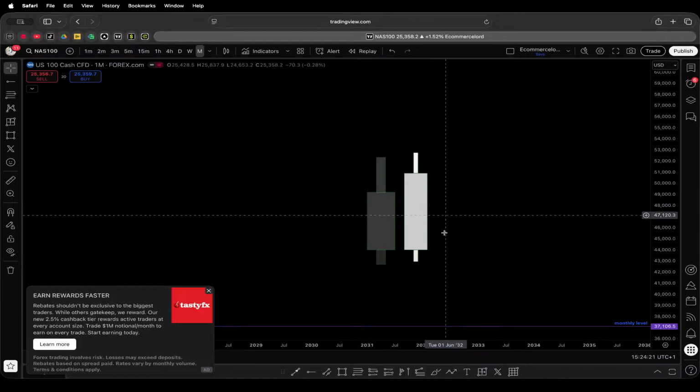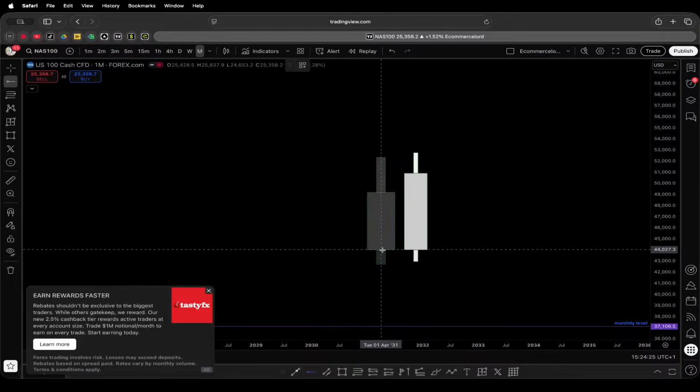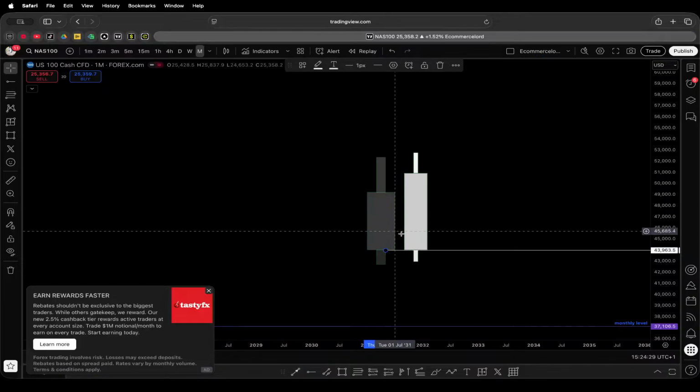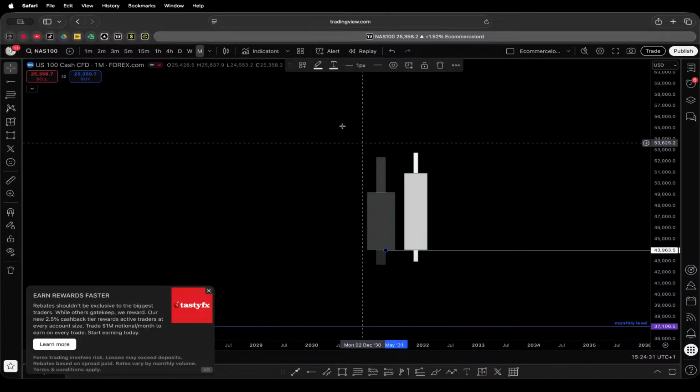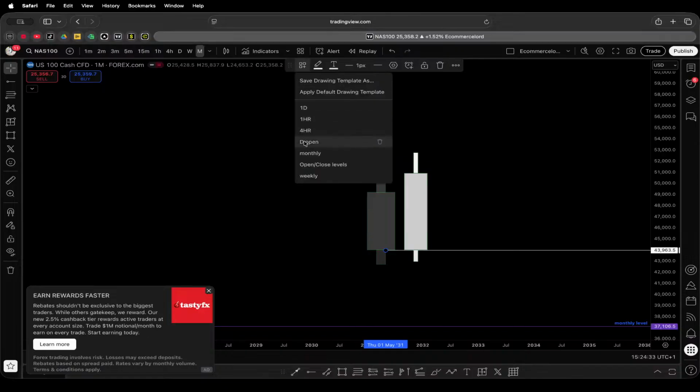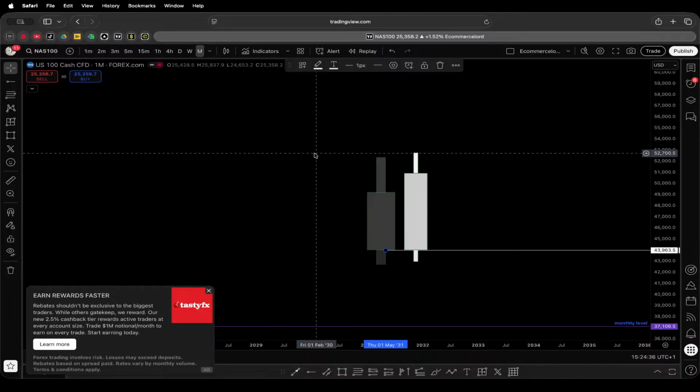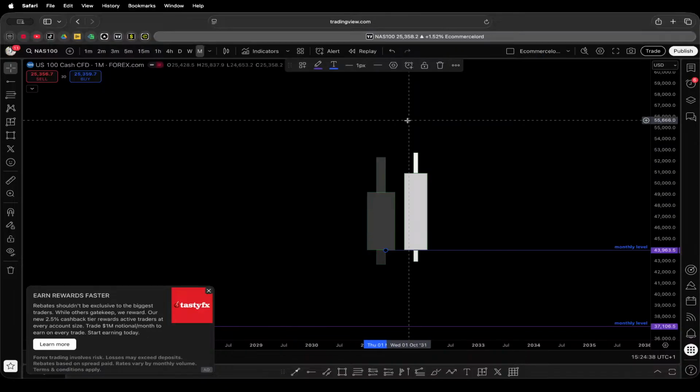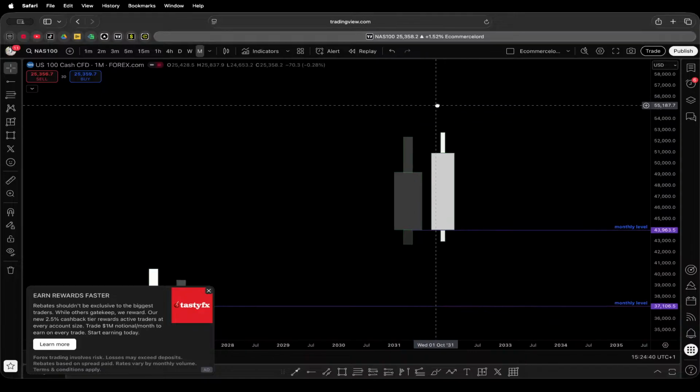So if I'm going to mark out my support zone, it is going to be here, where the closure of this bearish candle and the opening of this bullish candle meet. That is going to be my monthly, weekly, daily or 4 hour support zone.